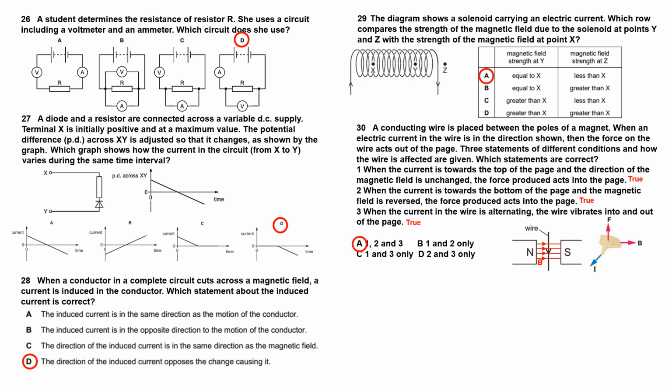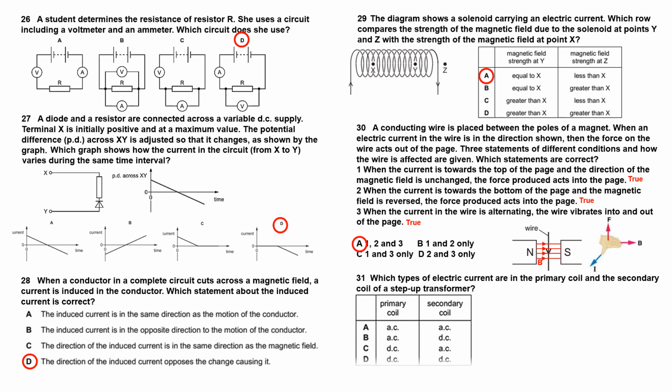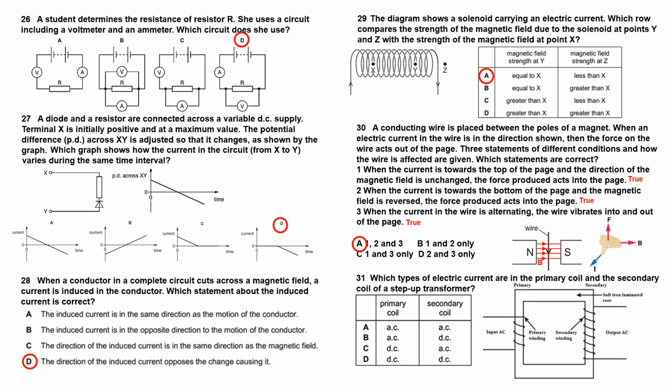Question 31. Which types of electric current are in the primary coil and the secondary coil of a step-up transformer? When a transformer works, a primary voltage drives an alternating current through the primary coil. The primary coil current produces a changing magnetic field. This magnetic field changes as the current changes.